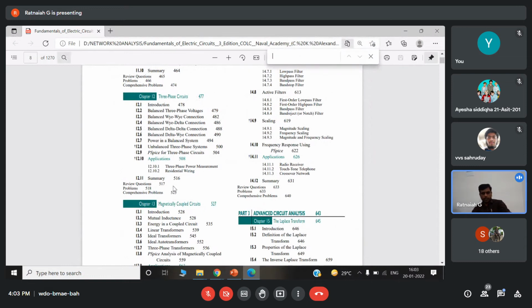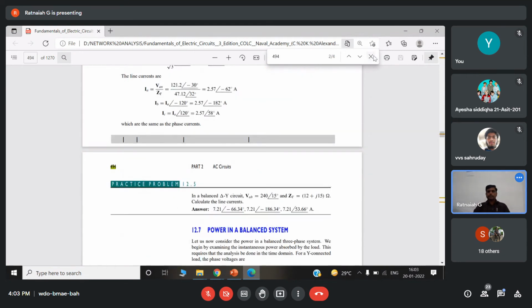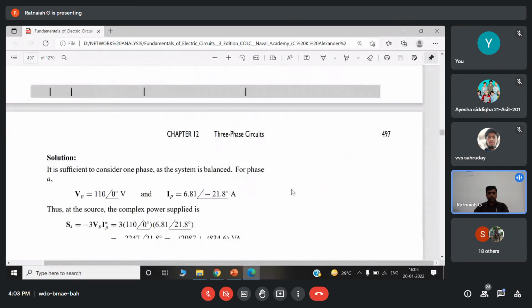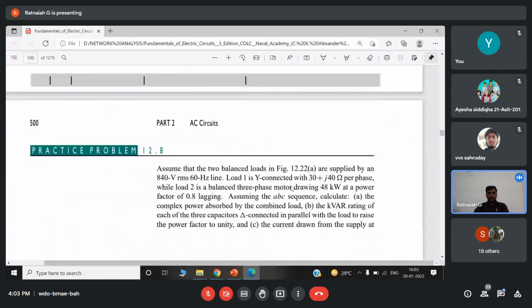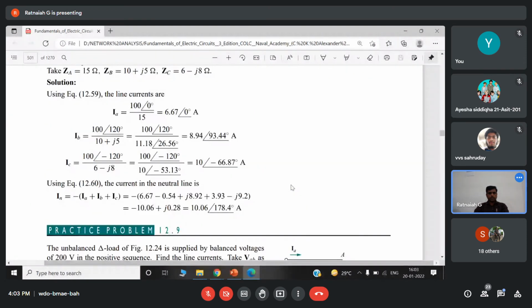Page number 477, power measurement. Where is power measurement? 494. Right. Now I can give the problem on the 2-watt meter method. Please note down the problem and find the answer for tomorrow's class. Okay, sir.